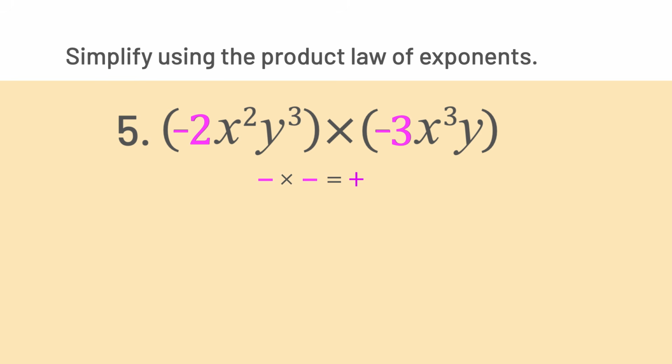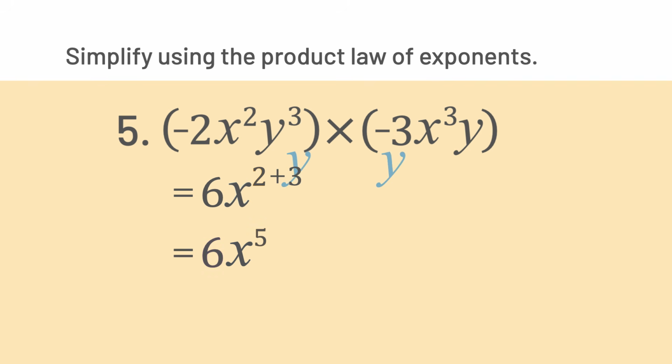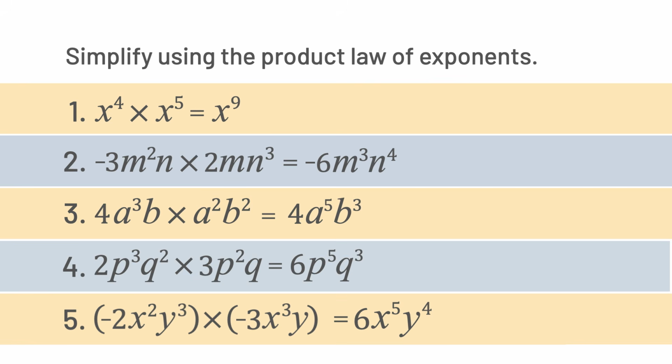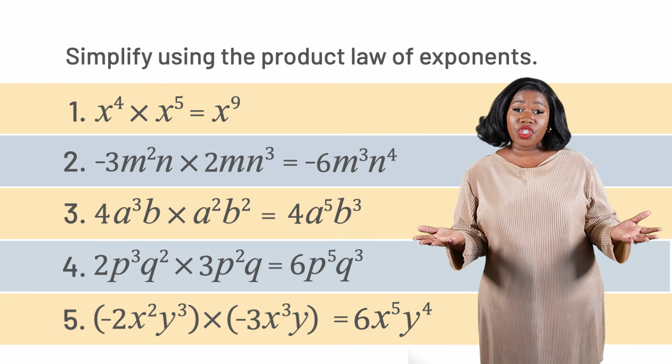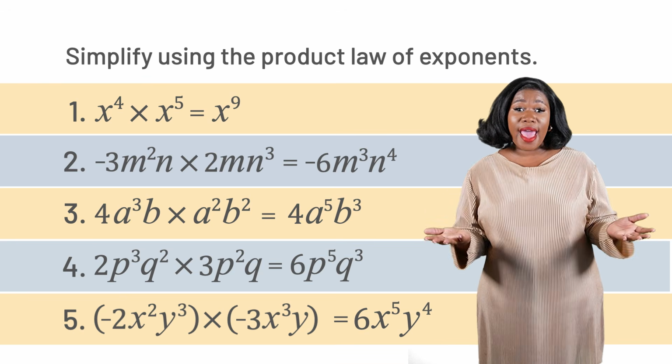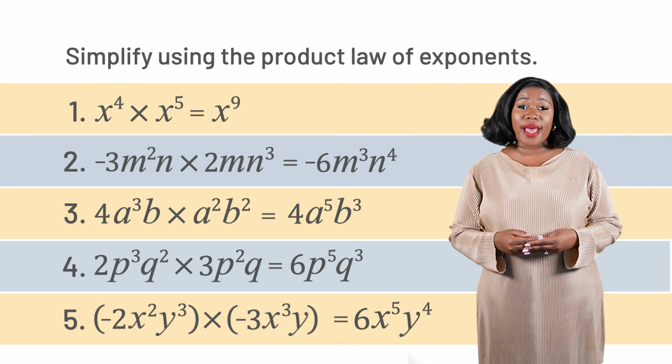Multiplying two negatives makes a positive. -2 multiplied by -3 gives us 6. For x, add 2 and 3 to get x to the power of 5. For y, add 3 and 1 to get y to the power of 4. Well, grade 9s, there it is. Multiply the coefficients, keep the same base, add the exponents, and that's how we apply the product law.